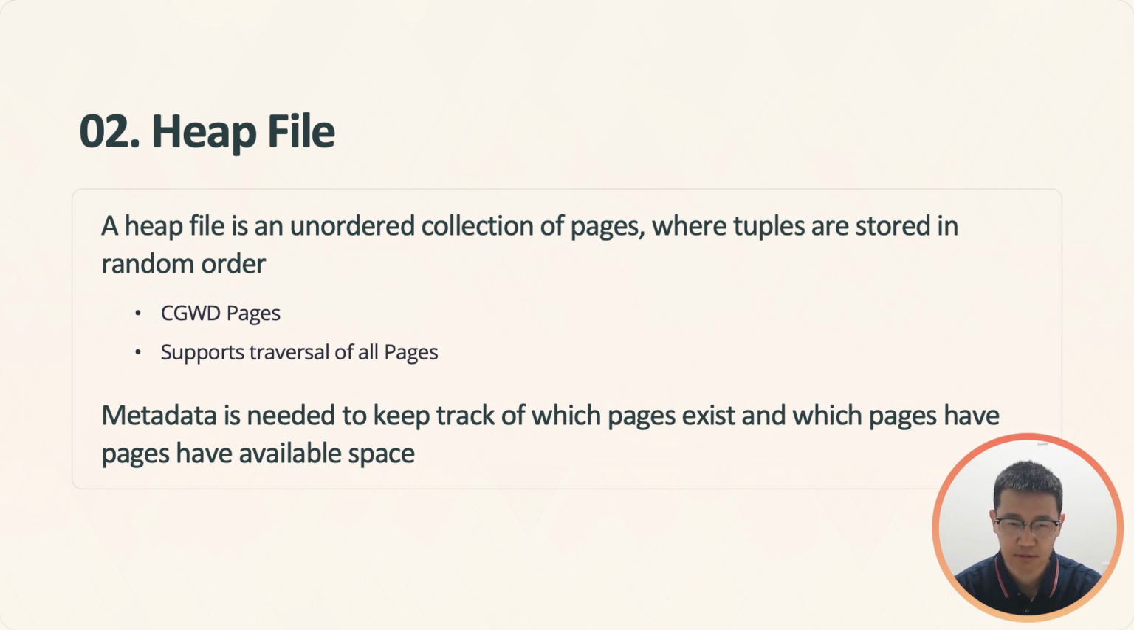Secondly, the heap file needs some metadata to track which pages exist, and which of these pages still have available space, so that it can find those pages and write new tuple data to them. It needs this metadata to manage the pages and the available space. These are the operations a heap file system needs to support.